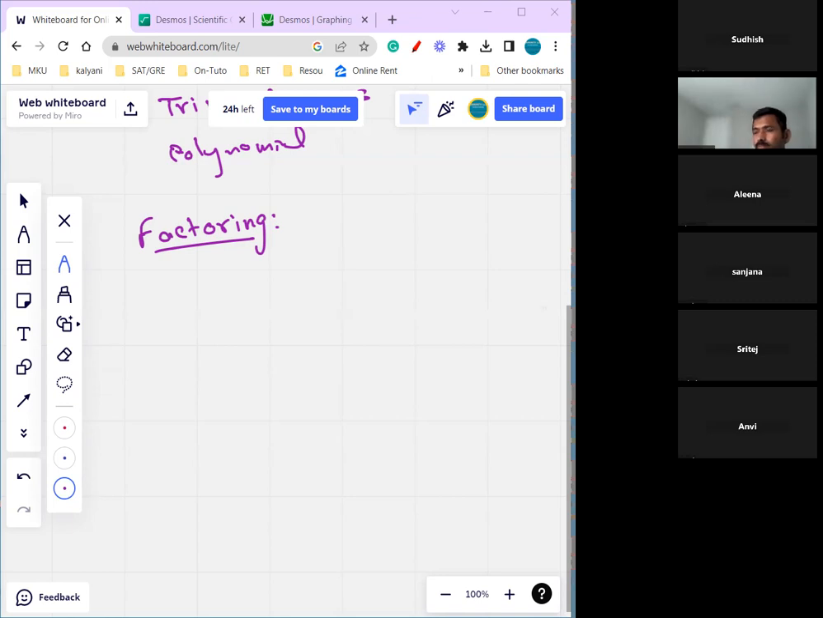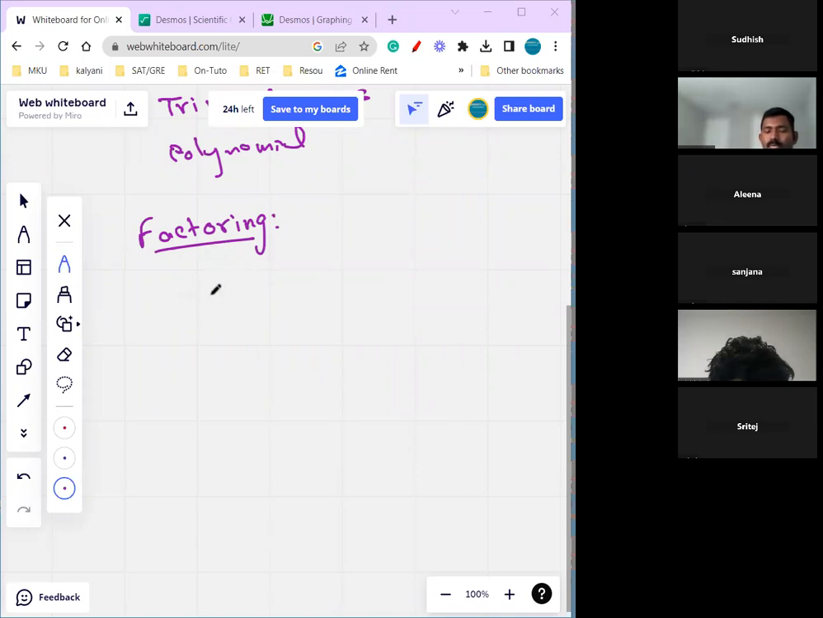Factoring is like if there's an equation, you make parentheses, and then you do the FOIL to get back into the equation. Exactly. You guys know already. Yeah, you'll need to know how to explain things, okay?